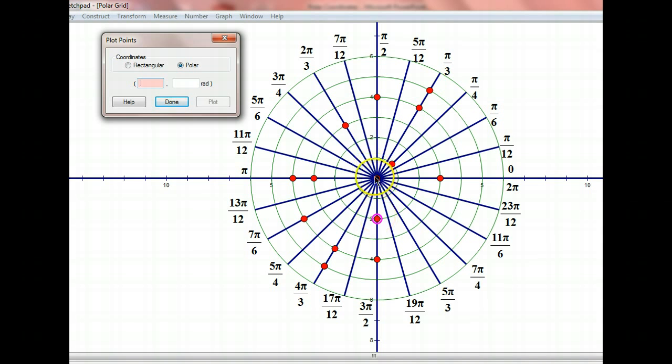Now, if you want to land at the pole, that's pretty easy to do because it doesn't matter what your angle measure is. If your radius length is 0, it's going to put you at the pole. So you get right to that point there because you're not moving away from the pole at all. Okay, so that's pretty good as far as coordinates go. So let's go back to our slides.